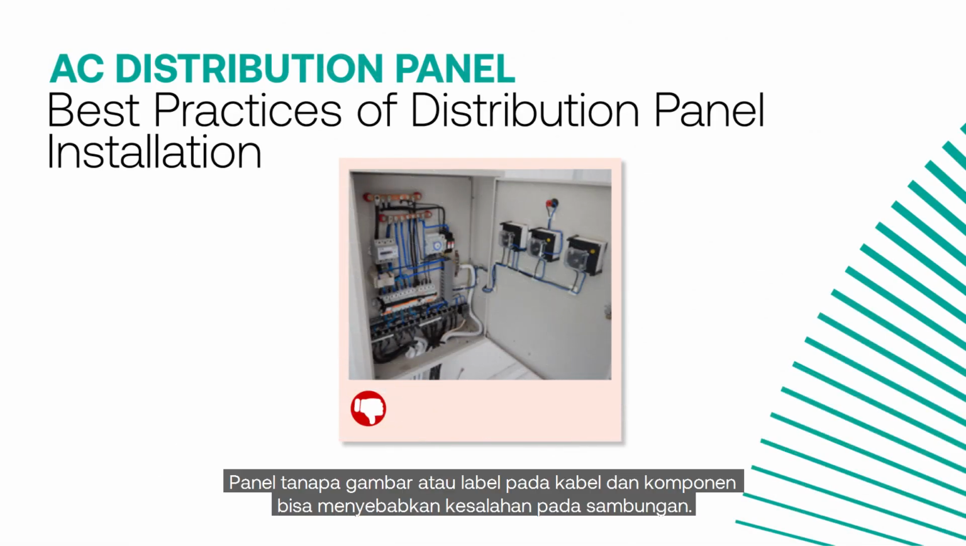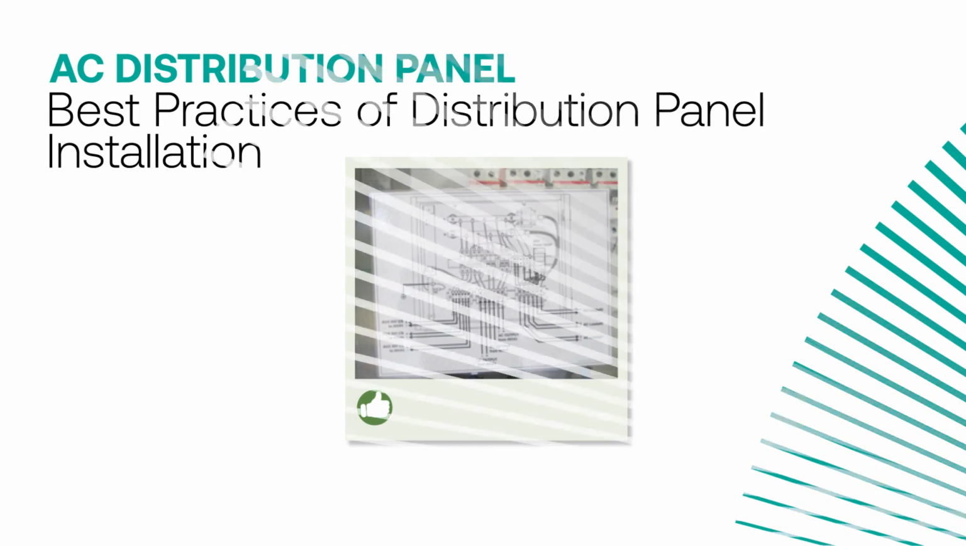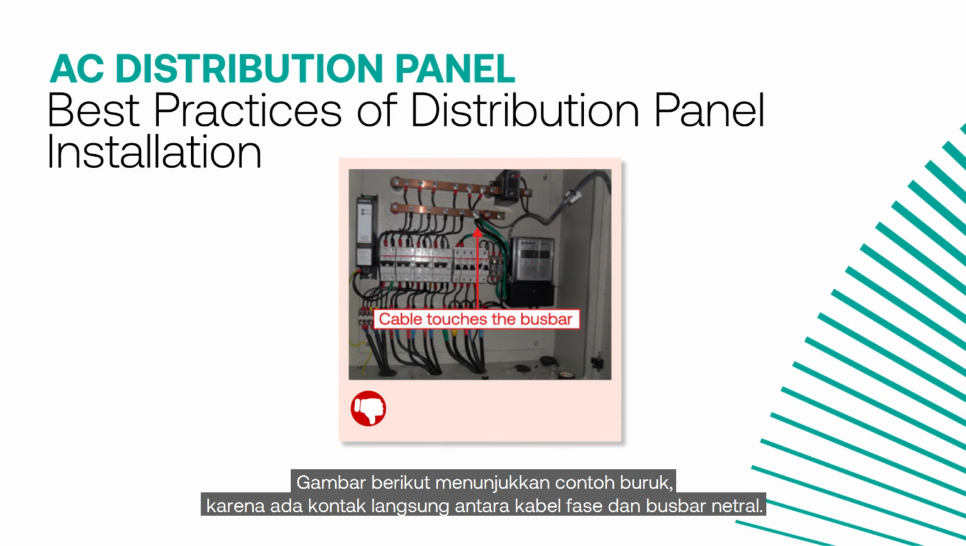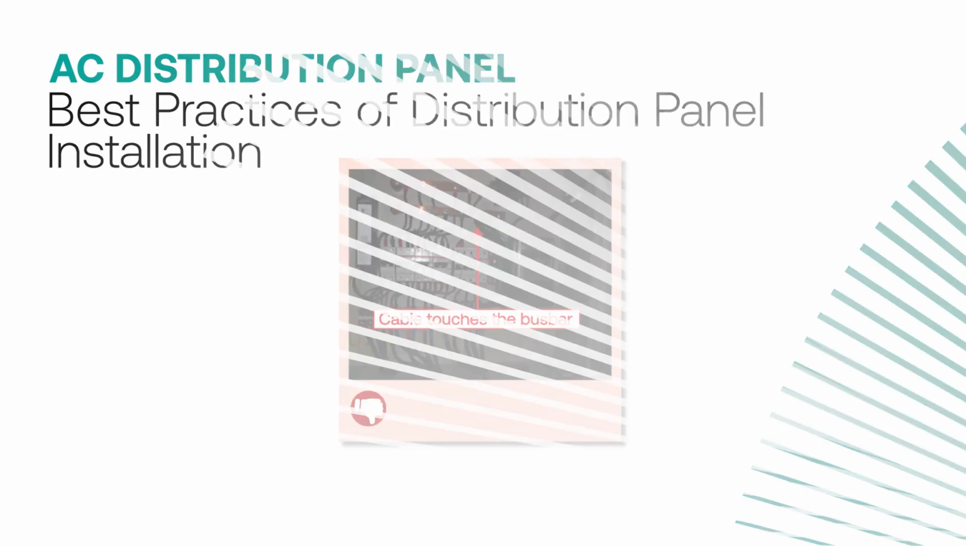Panel without drawing and labels on the cables and components may cause incorrect connection. As-built electrical drawing is available on the side to indicate the location and interconnection between components. The picture shows a bad example as there is direct contact of phase cable and neutral bus bar. Insulation may be damaged over time due to the sharp edges and friction.